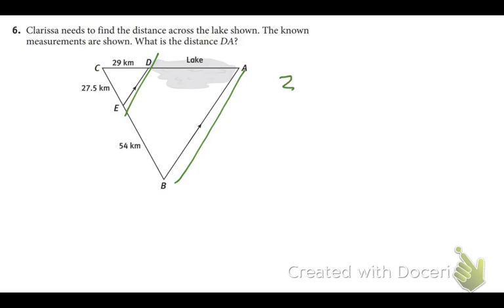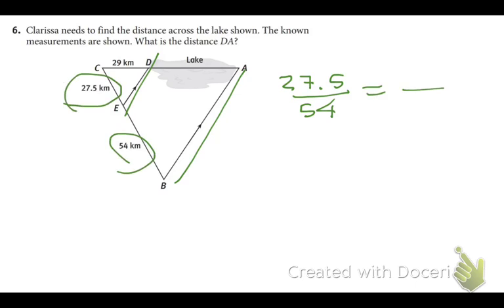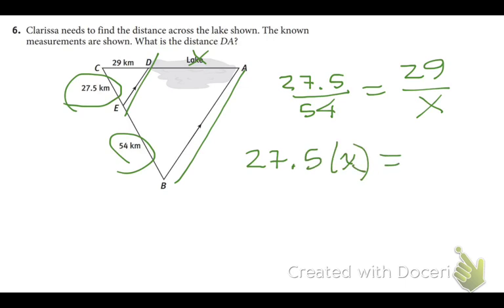So that means 27.5 over 54. So this part over that part will equal 29 over, let's call it X, for the length of the lake right there. And so at this point, we've got a proportion, so we just cross multiply. So 27.5 times X equals 54 times 29.